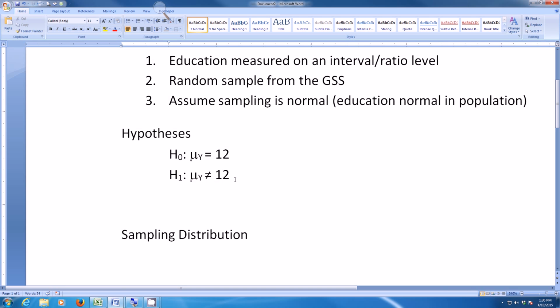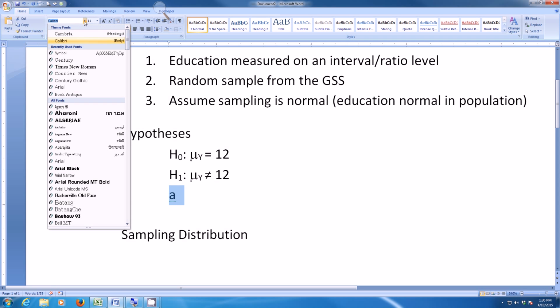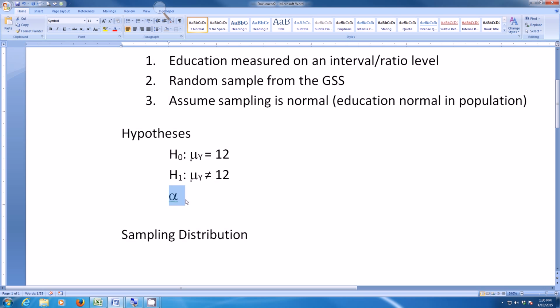And here we also have to state our alpha level. So I'm just going to state that our alpha level, and I make this a symbol font, is equal to 0.05. And so remember, alpha is the chance of committing a type 1 error, that is, getting a false positive.